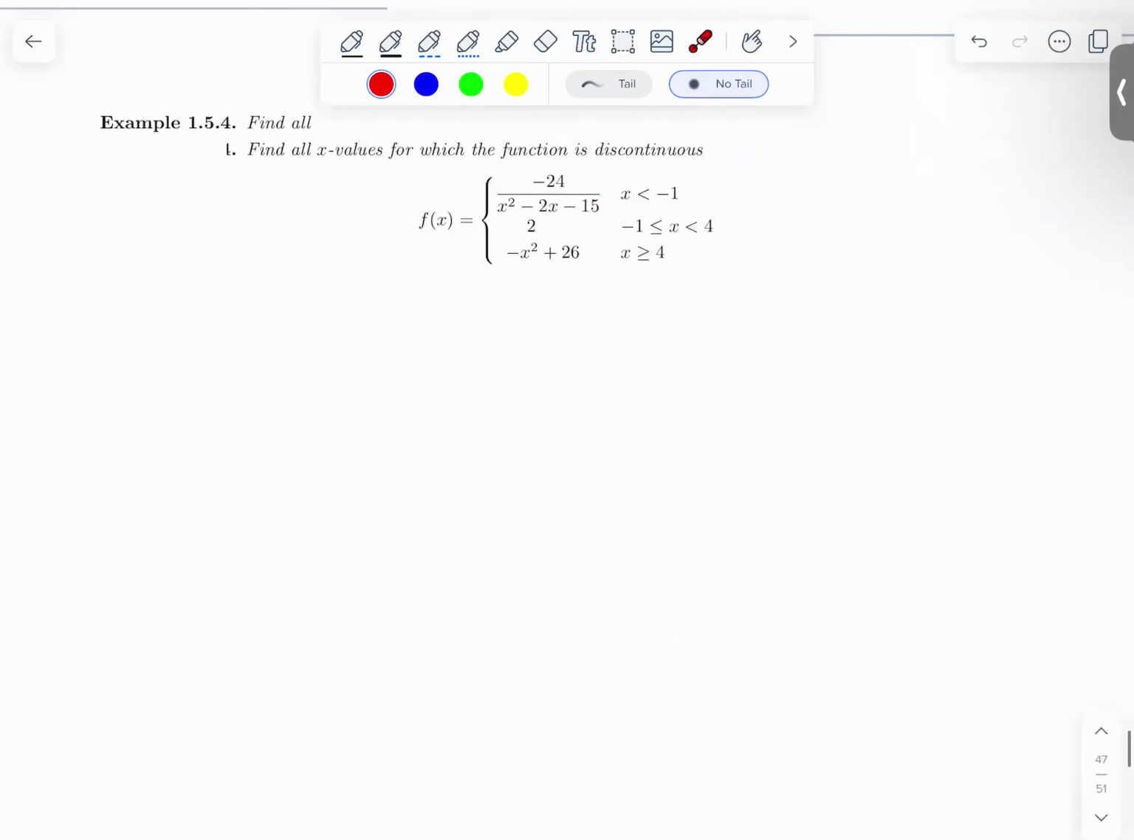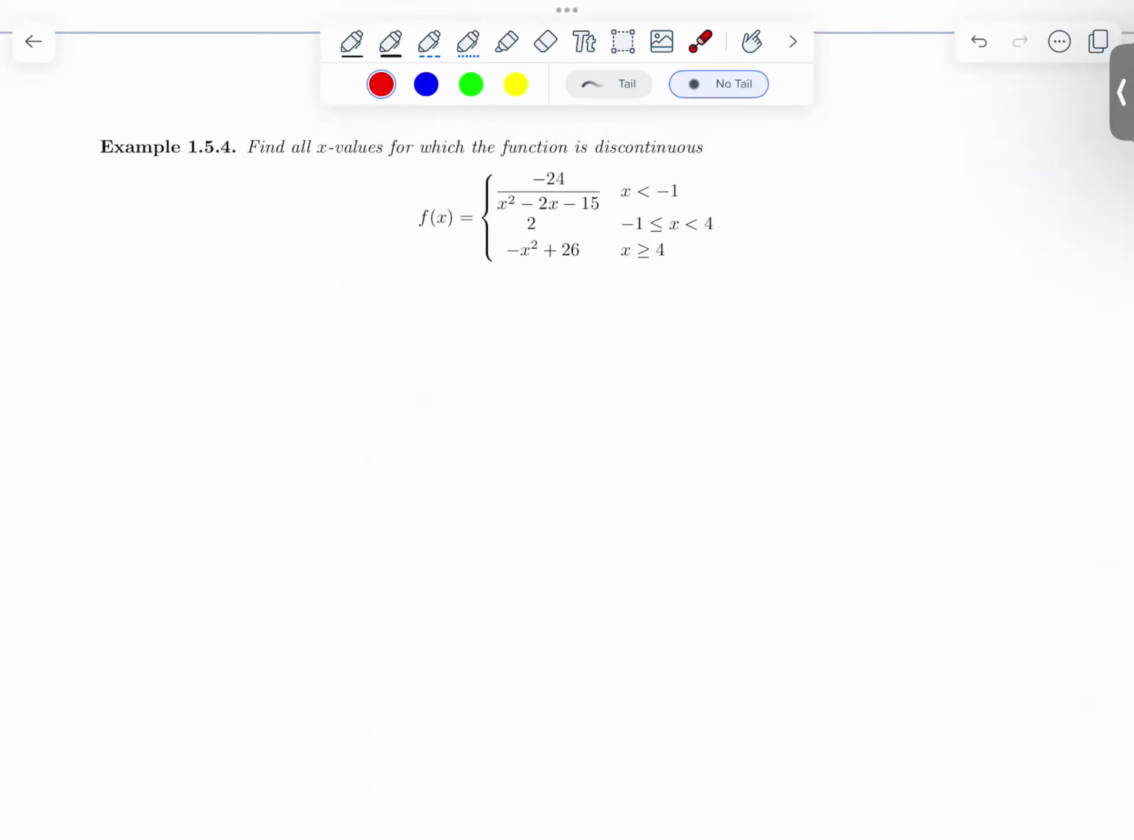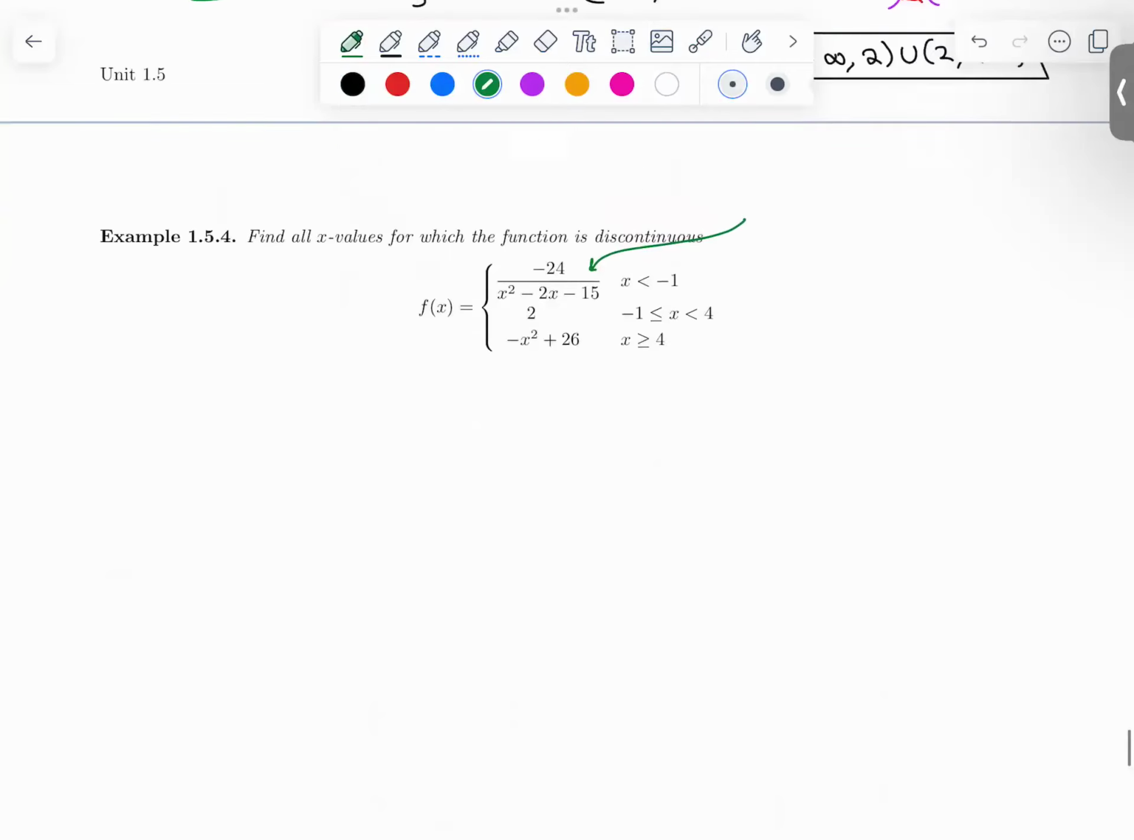But anyways, this one. Find all the values where this function is discontinuous. Now, one of the things I always like to do if I have a rational function is write the factorization next to it. So I'm going to go ahead and do that right off the bat. This thing factors to -24 over x minus 5 times x plus 3. Just because we might need it. We will definitely need it, but it never hurts. Even if you don't use it, you still practice your factoring, and factoring is always useful.